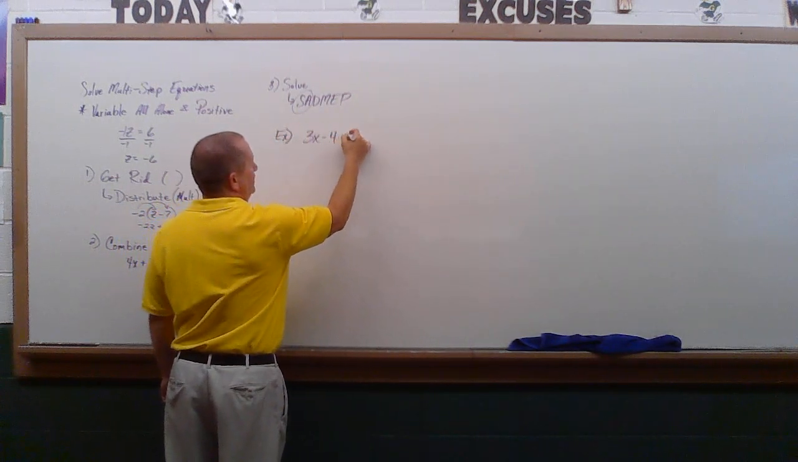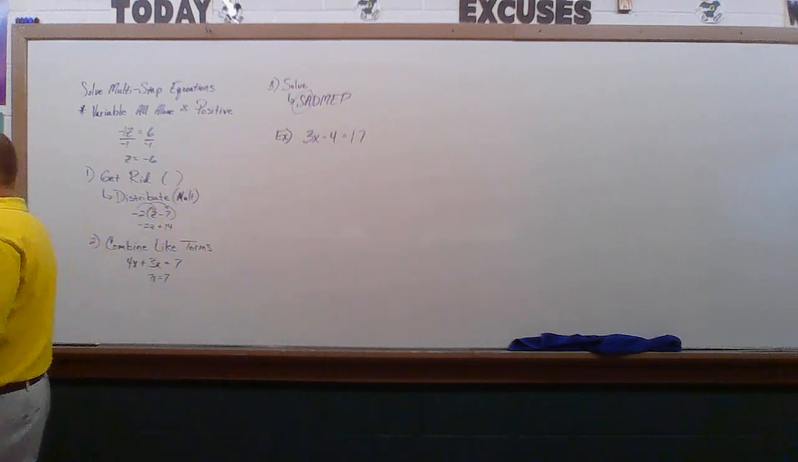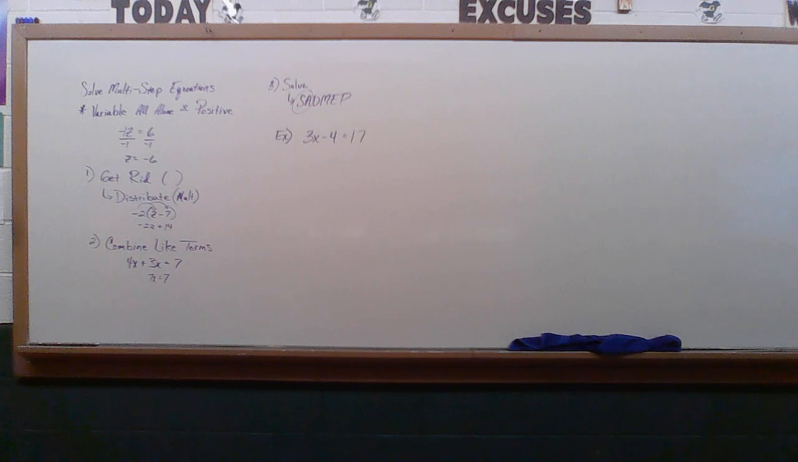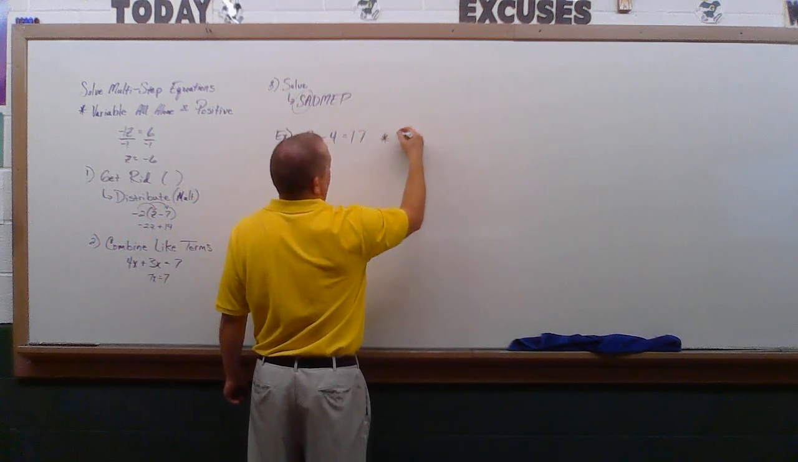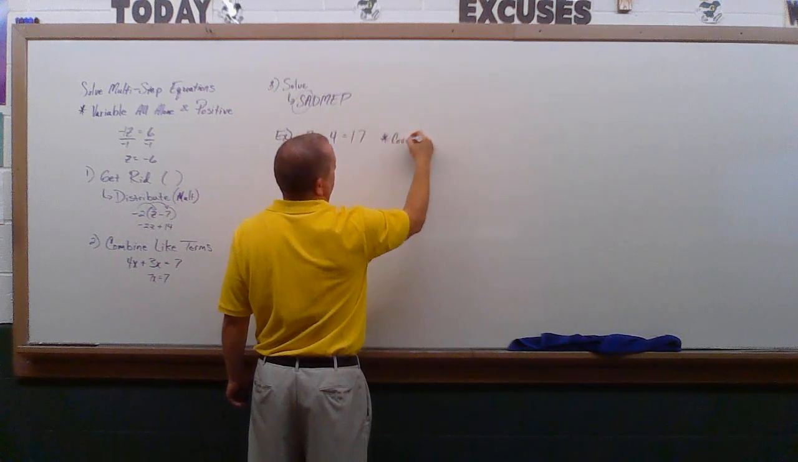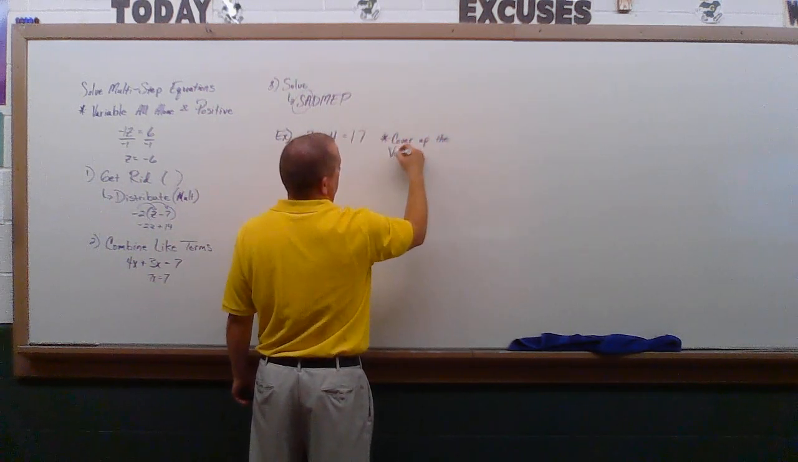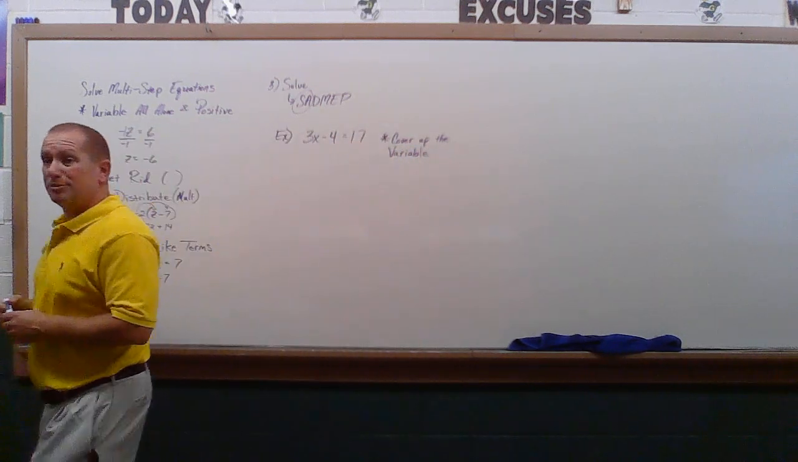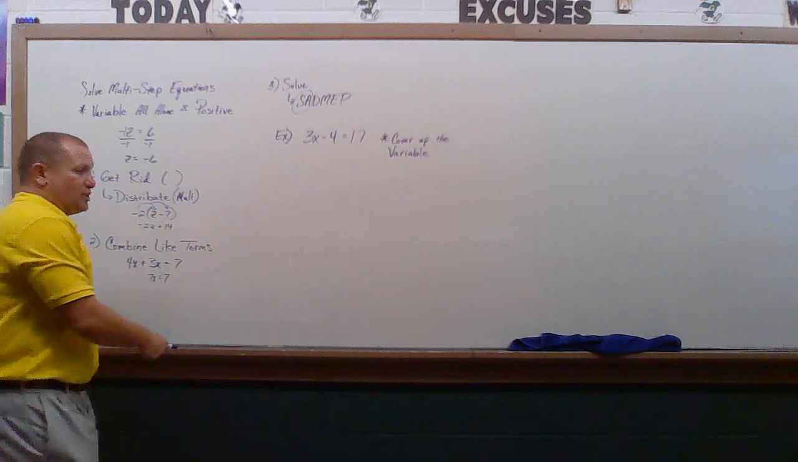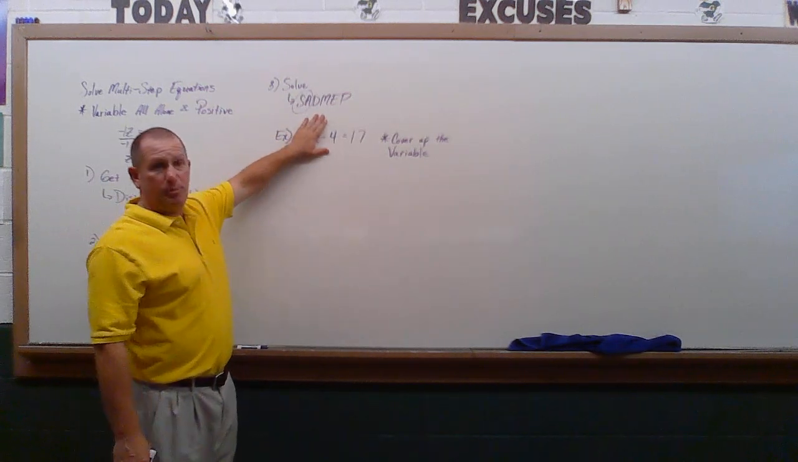3x minus 4 equals 17. So I'm going to think about doing SAD-MEP, or here's another thing. Another way of thinking about this is cover up the variable. If you cover the variable part of the problem up, you're going to use the rest of the problem and try to solve it. So I'm going to come over here and cover up the variable part.